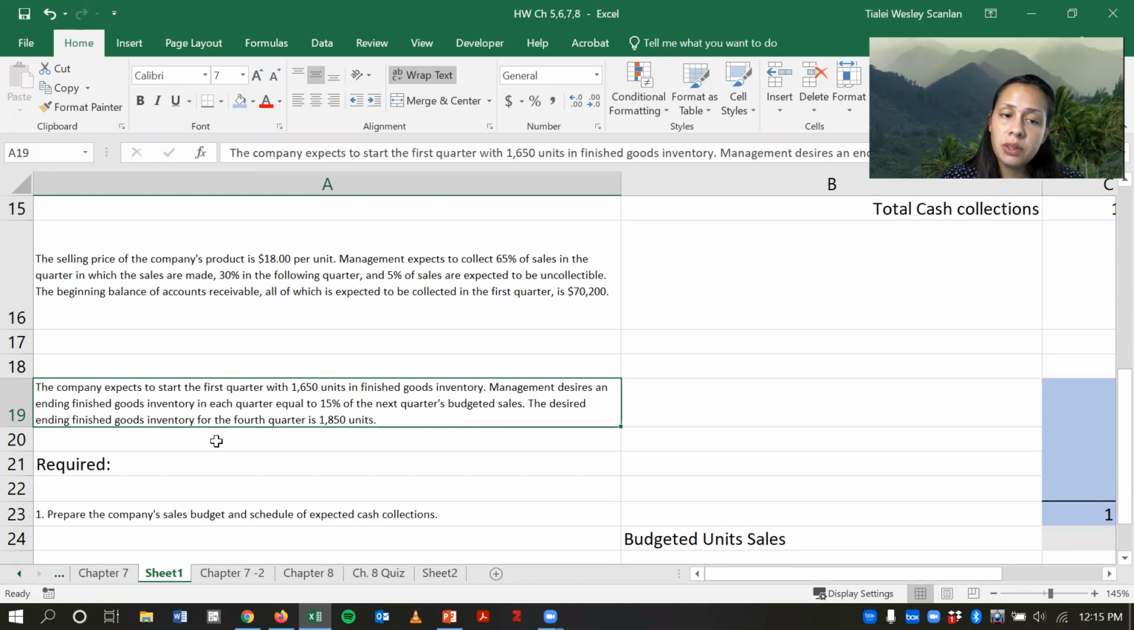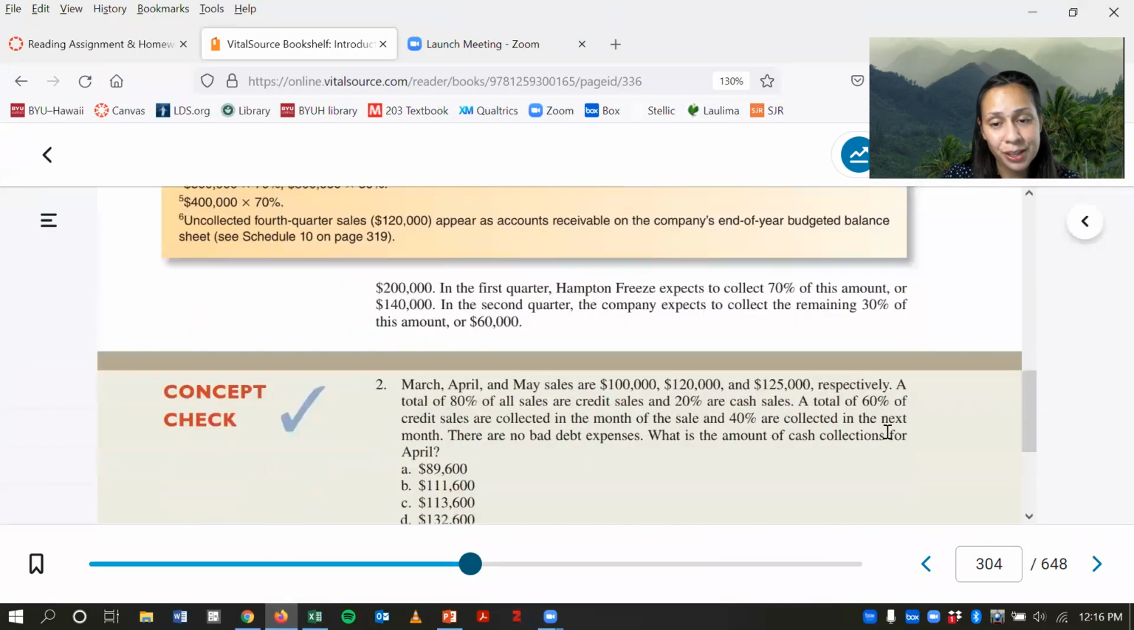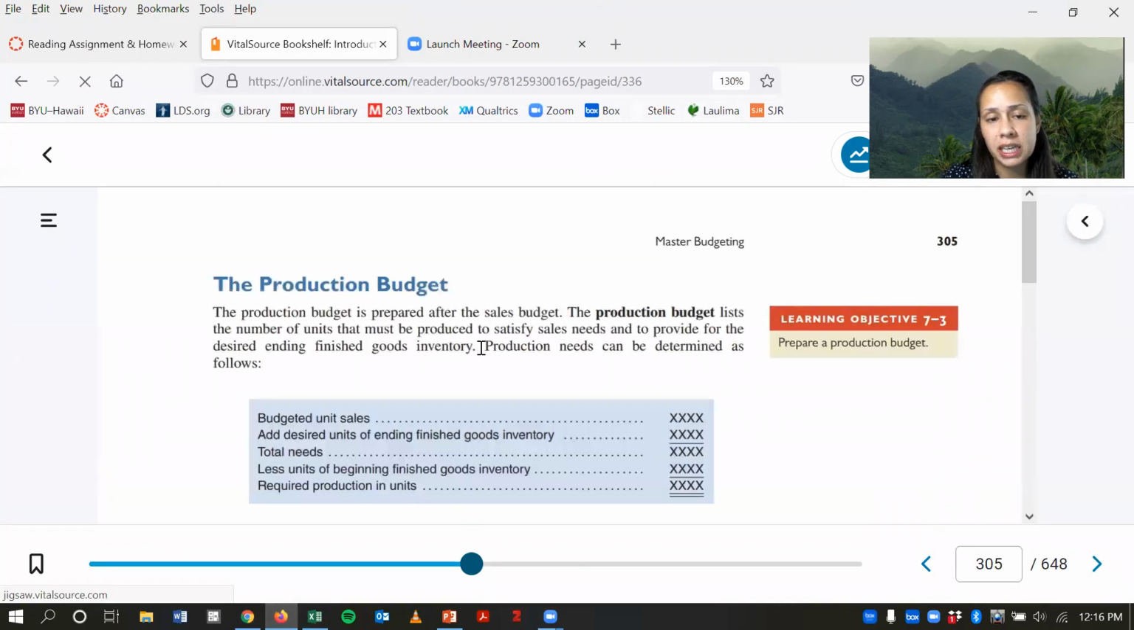1,850. So they give you this just because you don't have the following quarter, or year two's quarter one. So instead of finding 15% of the next year's quarter one, they just tell you 1,850 units are desired. And now we have the similar formatting. So I'm going to go to the next page in my textbook.